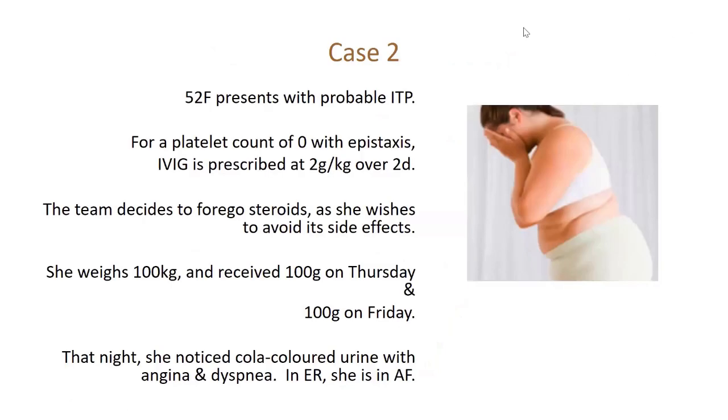So in this case, we had a 52-year-old presenting with probable ITP about 10 years after an allo-BMT for underlying ALL. She came in with a platelet count of 0, epistaxis, and got a very high dose of IVIG that was not weight adjusted, so 100 grams on a Thursday and a Friday. And because they were querying the return of ALL and she was having a bone marrow done, they didn't want any steroid confounding effects on the hematopathology.